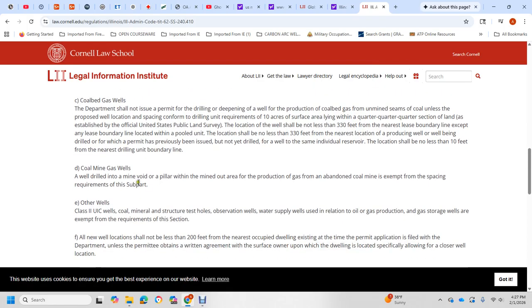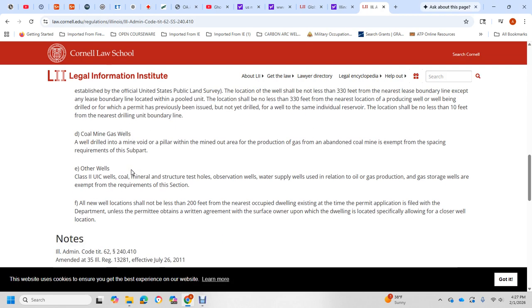Coal mine gas well, a well drilled into a mine void or a pillar mined out with the area of production gas and abandoned coal mine, except for the spacing requirements of this part. Other wells, Class 2 UIC wells, coal and mineral structural tests, observation water supply wells, due to the relation of oil, gas production, gas storage wells, are exempt from the requirements of this section.